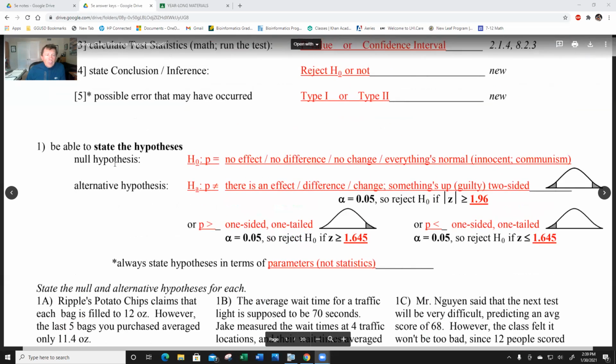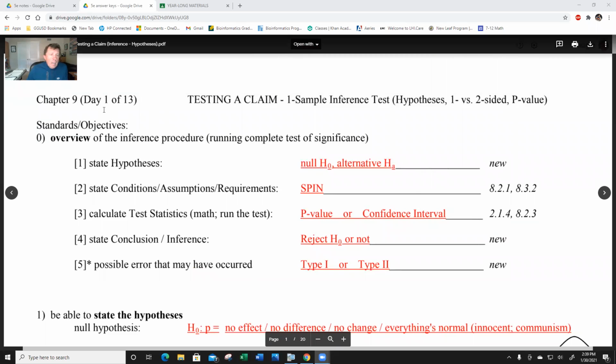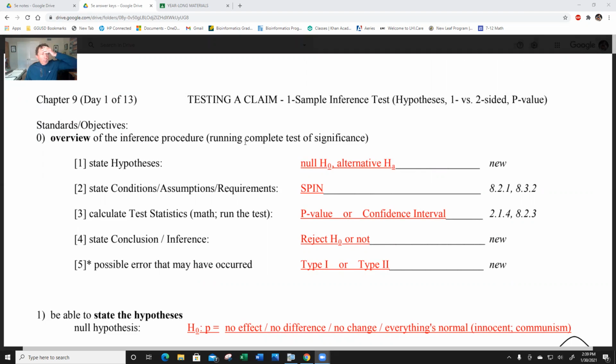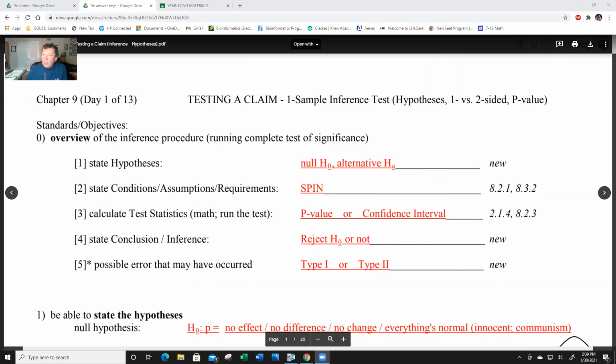Okay, this is chapter 9, day 1, and this is one of the longest chapters we have in statistics because we're going to be talking about testing a claim. Some call this hypothesis testing, and it's not as hard as it may appear.